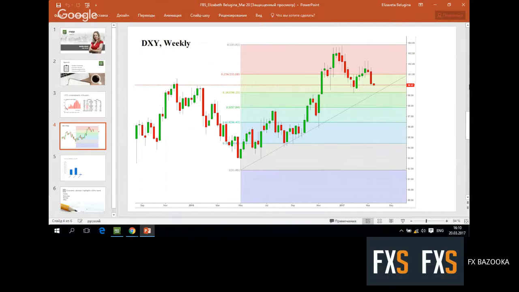He dissented from the majority of FOMC members who voted for a rate hike in March, and Kashkari explained his position, saying that he thinks that the US economic growth is a bit worse than the Federal Reserve wants to see it, and that inflation in the United States isn't too high as well. So this is why he thinks that it is too early to increase interest rates.